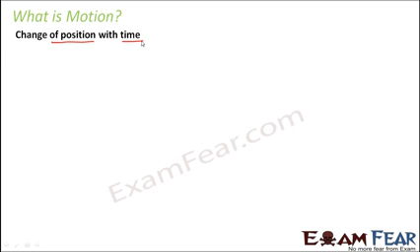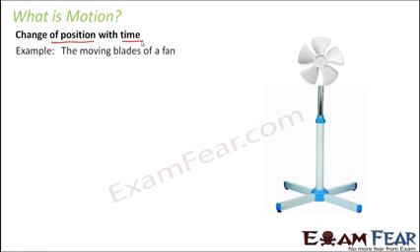So what does this mean? Let me take an example. Take the example of the fan. When you switch on the fan, it makes you feel cool. Why does that happen? Because the blades of the fan are continuously moving. If you look at this picture right now, what is the position? Let's number the blades. This is blade number 1, this is blade number 2, this is 3, this is 4, and this is 5. These are the 5 blades of this fan.